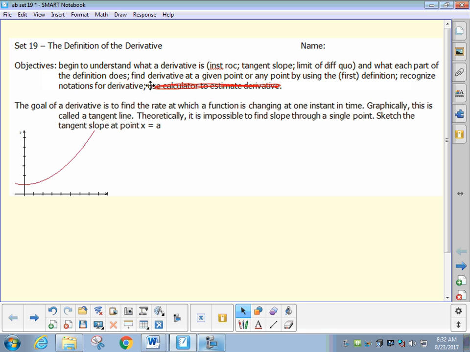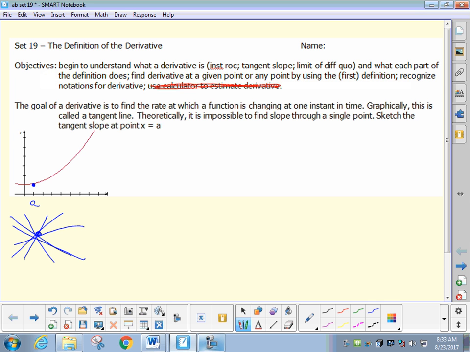Okay. So the goal of a derivative is to find the rate at which a function is changing at a tiny instant in time. Now, graphically, that would mean a tangent line. Say we wanted to draw a tangent line at x equal a. Now, that's actually technically one point, and rules of geometry say how many lines are possible through one point? Infinitely many, actually. I can't draw a line through one point; I can draw infinitely many lines through one point.